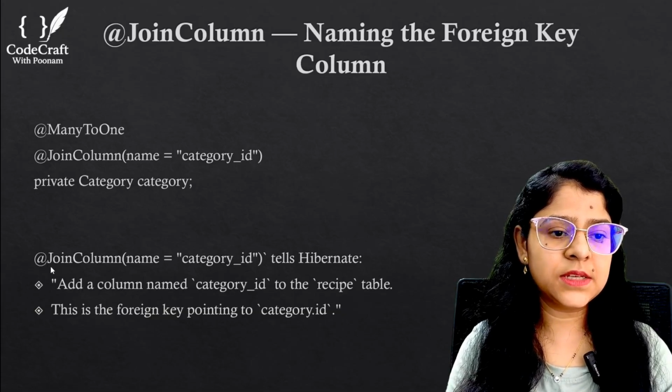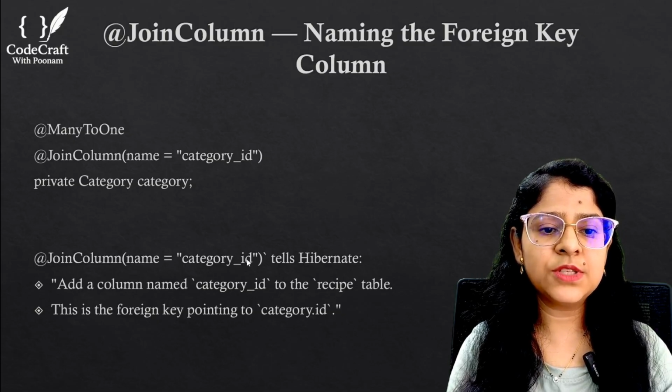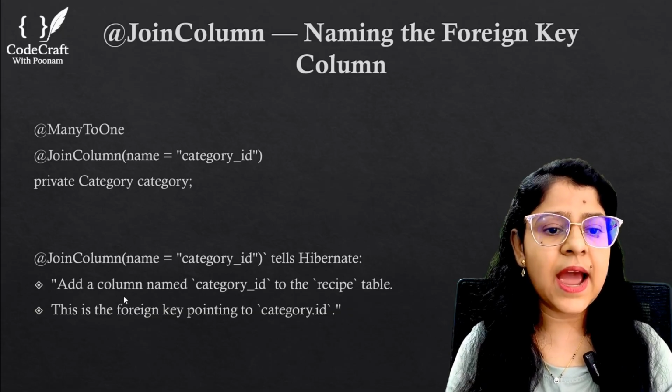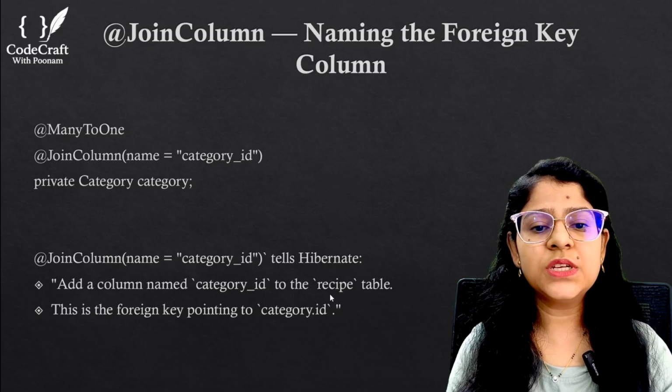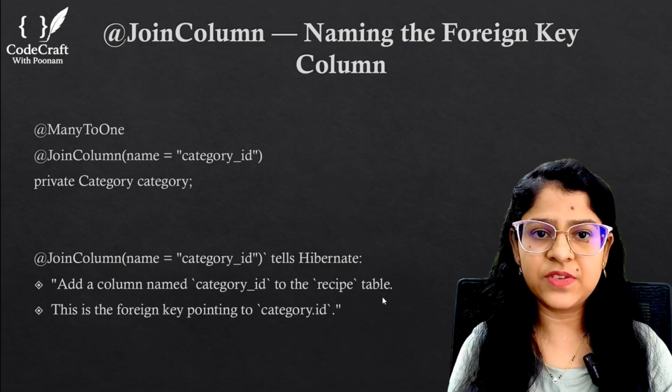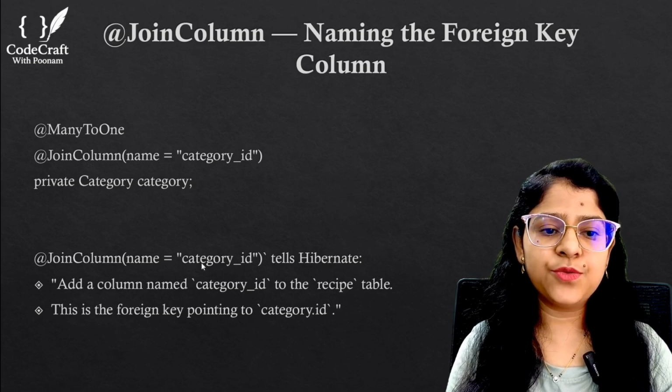And then here we have @JoinColumn. Here the name is equal to category_id. It tells Hibernate to add a column named category_id to the recipe table, which is in our database, right? So this is the foreign key pointing to the category.